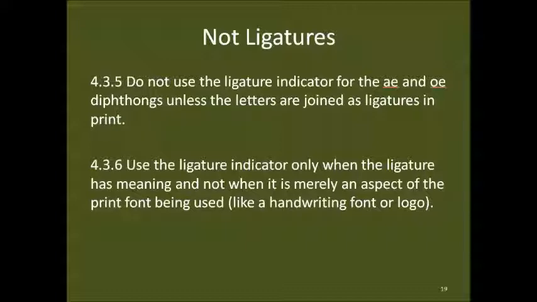Do not use the ligature indicator for the A and E or the OE diphthongs unless the letters are joined as ligatures in print. So if they're just A and E and O and E and they're not joined in any way, they're just regular diphthongs and you can use contractions as you need them. But if they're joined together in any way, either they share a line like they're smashed together, or they have an arc above or below them, or a line through them, those are ligature marks. So then you would braille them as ligatures. But if they don't have those things, they're just regular diphthongs.